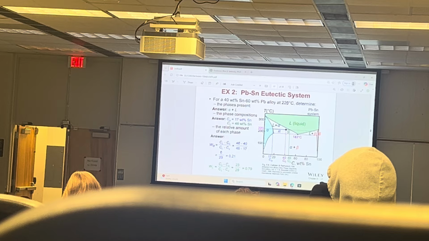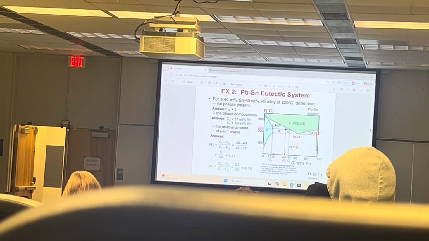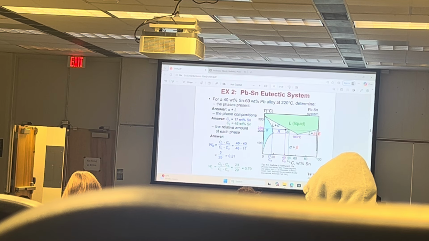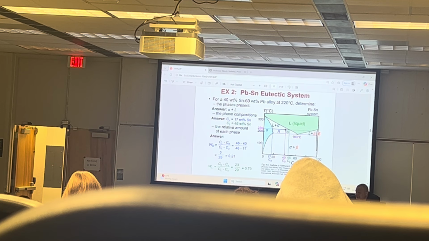The next question, what about 220 degrees C? What phase is present? Are we in Tampa or Gulfport? Where are we? Here. What are the 2 phases? Solid and the liquid. What's the solid phase? Because we have 2. We're in this region, so it's L plus alpha.